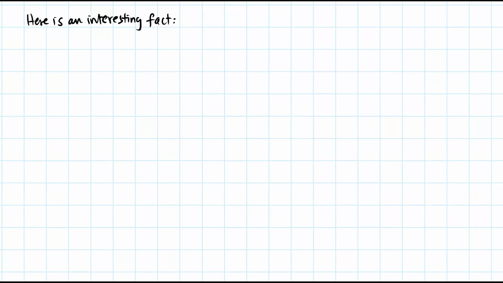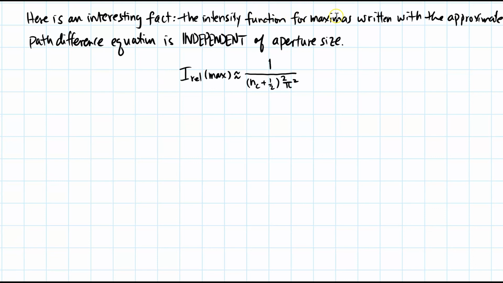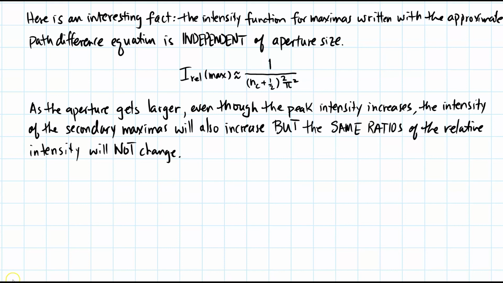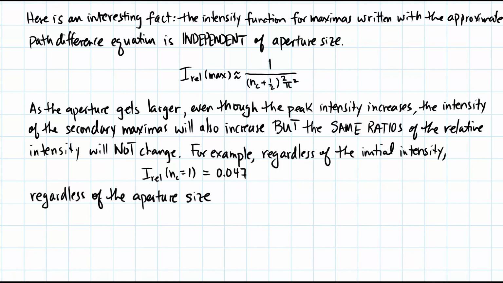Here's an interesting fact. The intensity function for maximas written with the approximate path difference equation is independent of aperture size. Look, here it is. You see that it has no value of A. Seen before, as the aperture gets larger, the peak intensity increases, and therefore the intensity of the secondary maximas will also increase. But the same ratios of the relative intensity will not change. For example, regardless of the initial intensity, I relative for nc equal to 1 will always be 0.047. And this is regardless of the aperture size.